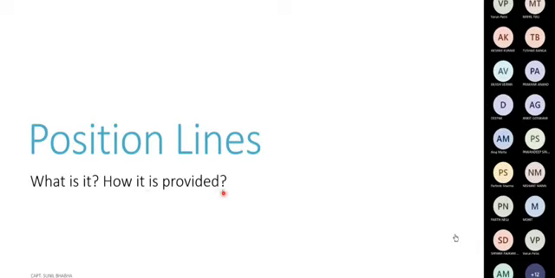A position line basically is a line on our chart on which the vessel's position lies. So if we have a PL, we know that the vessel's position will lie on that position line only. There are different methods with which position lines can be obtained. So we will now see what the different methods are with which PLs can be obtained and how the information about the position lines is provided to us.